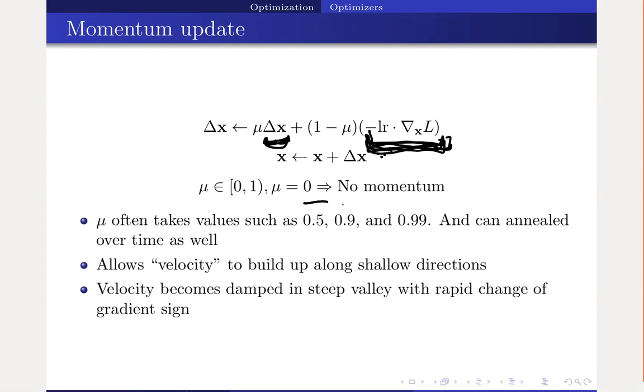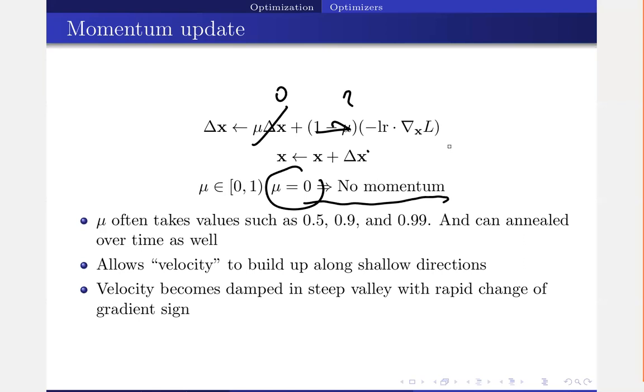Okay, I want to ask you, when is there no momentum? If I set mu equal to 0, then we go back to the case of no momentum, right? So this will be 0, and then this will be 1. So we just get back to the previous case, where delta x is equal to this guy, therefore x is equal to x minus the learning rate times the gradient.